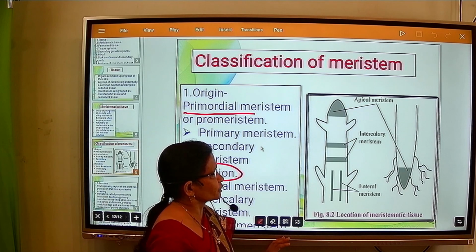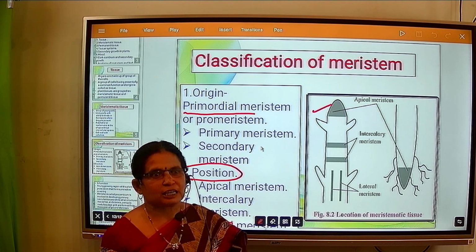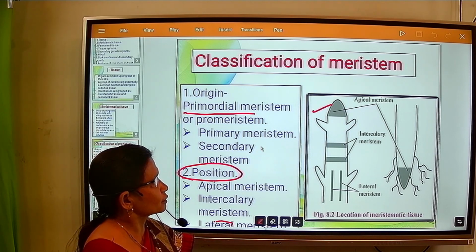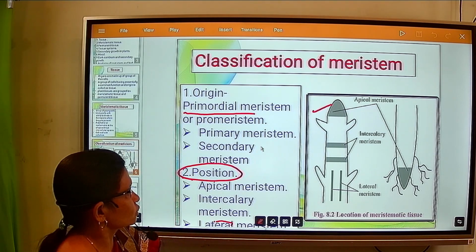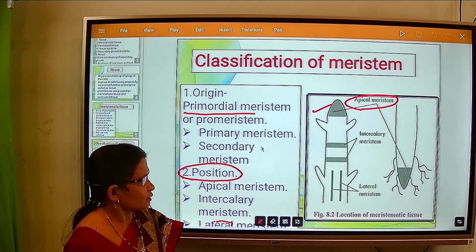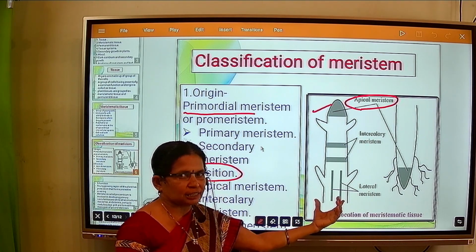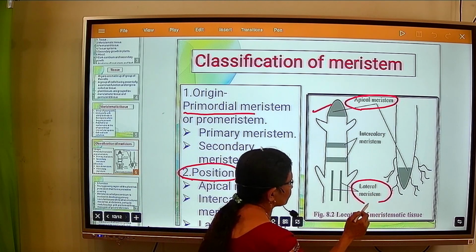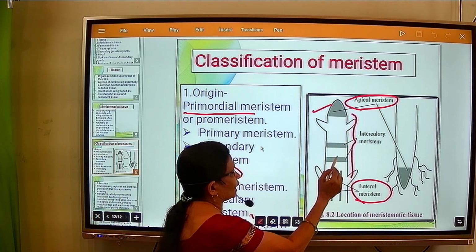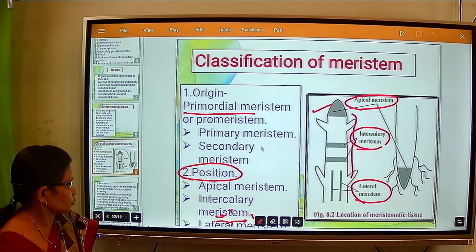Now look at this figure. In this region, in the apical region, the meristem is present. That means generally in the younger condition of the root or the stem, the cells at the apical region are called apical meristem, and the cells present at the lateral side of the growing region are called lateral meristem, and the region in between this apical and lateral meristem is called intercalary meristem.